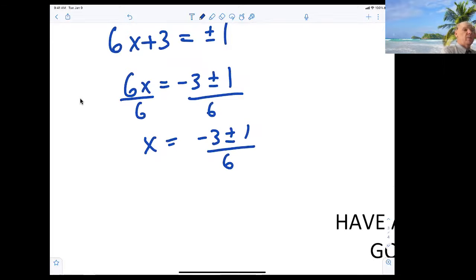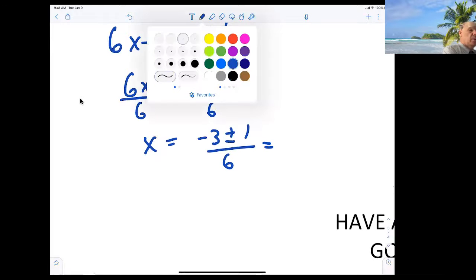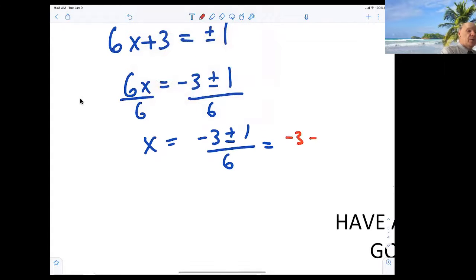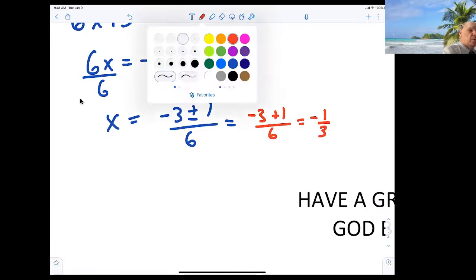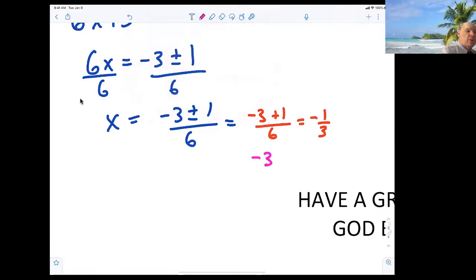All right, so I need everybody to listen to me now. Here's what I want you to write. Negative 3 plus 1 over 6. What's negative 3 plus 1? Negative 2 divided by 6. Negative 1/3. All right, then what we're going to do is negative 3 minus 1 divided by 6. And what's negative 3 minus 1? Negative 4, 6 reduces to, come on, don't forget the negative.